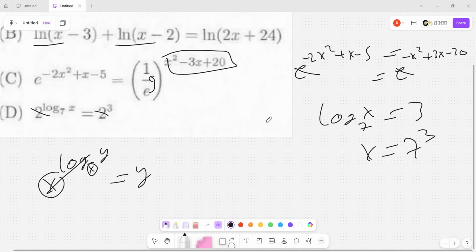If it were log base 2, it becomes y, yes, perfect. Okay. X log equal. Okay.